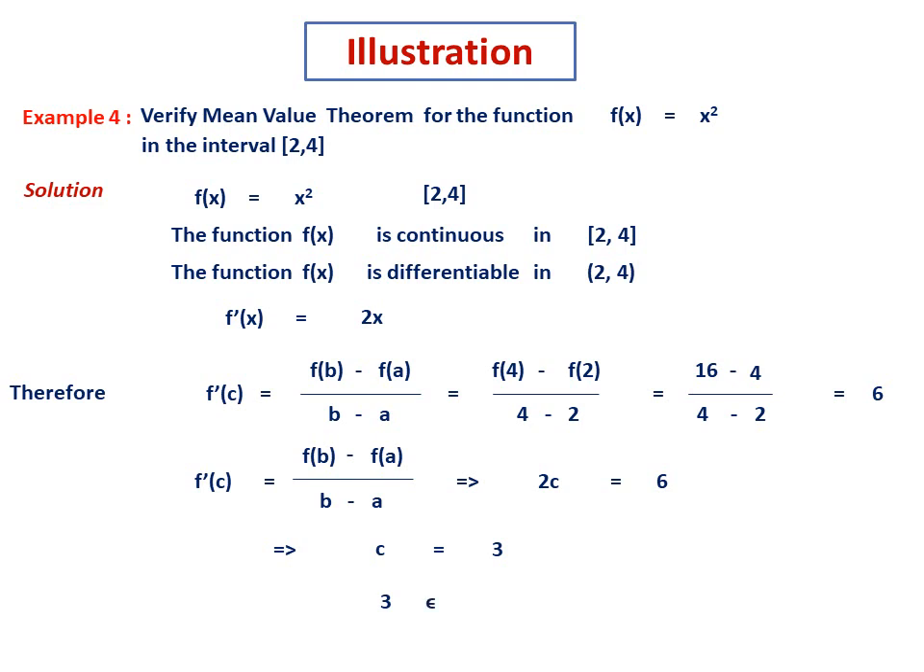So let me sum up. It is continuous, it is differentiable, and we have determined c by applying the condition f'(c) equal to f(b) minus f(a) divided by b minus a, and that c, the value 3, belongs to the open interval (2, 4).